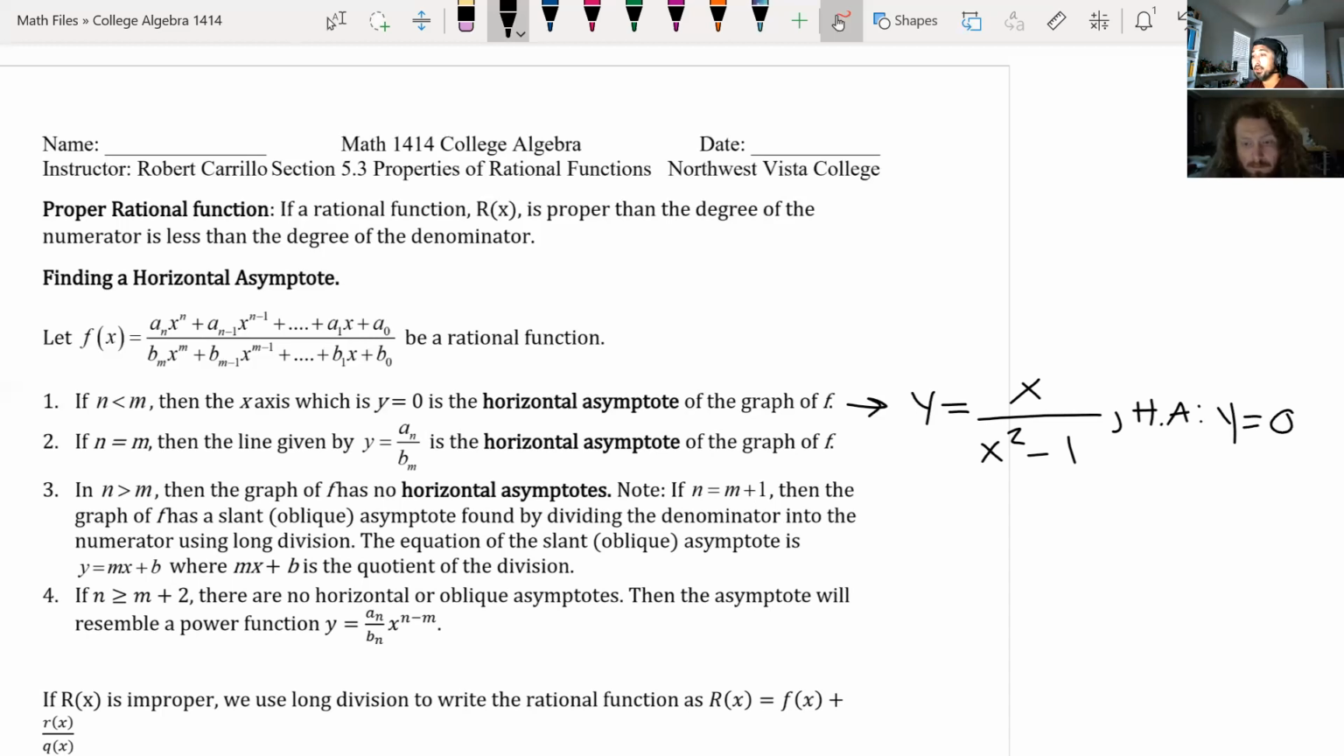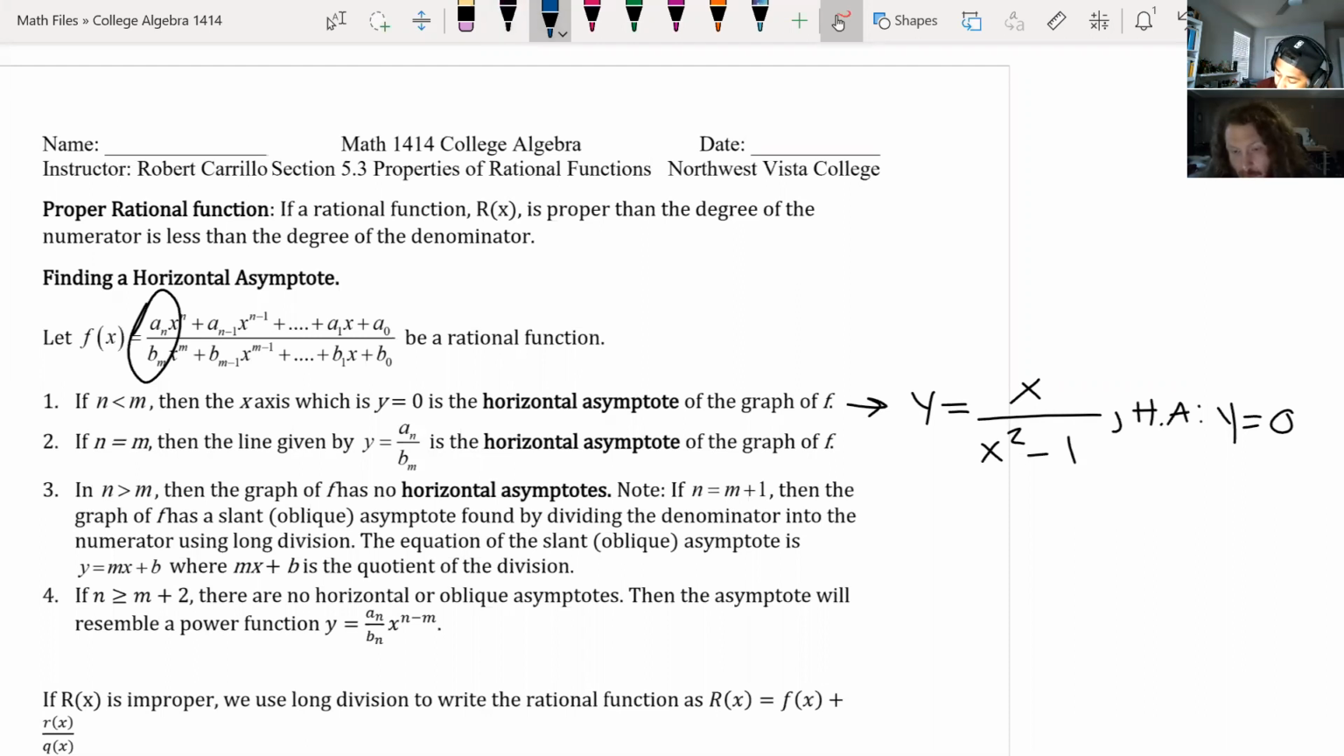Okay. Rule number 2. If the degree of the numerator is equal to the degree of the denominator, then the line given by y equals a sub n over b sub n is the horizontal asymptote. So what this says is that if the degree of the numerator equals the degree of the denominator, then your horizontal asymptote is the leading coefficients of the numerator over the denominator.